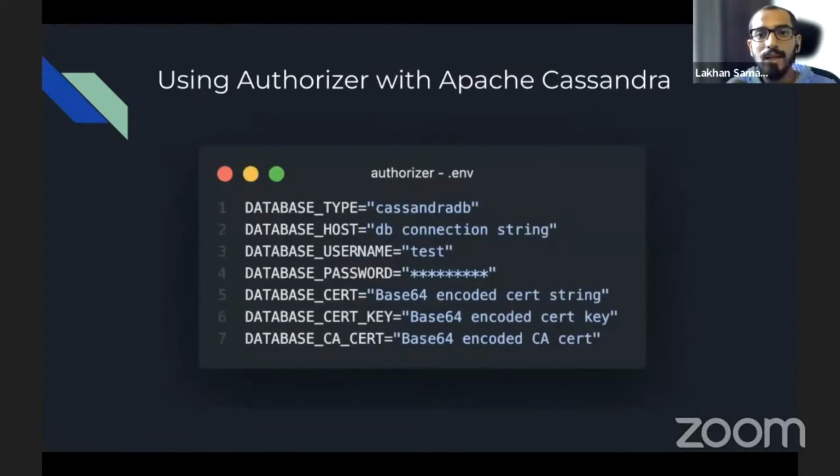So let's see how you can use it with Apache Cassandra. All you have to do is configure one database variable called database type and name it CassandraDB. And then the rest of the variables are just the database variables like host name, username, password, and certificates. And that's all. If you configure these environment variables and start the Authorizer service, you are ready to go. It will create some 3 to 4 tables or collections in your DB, and you will have a solution ready out of the box.